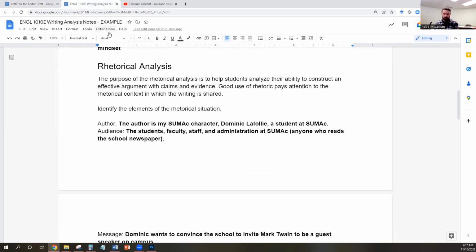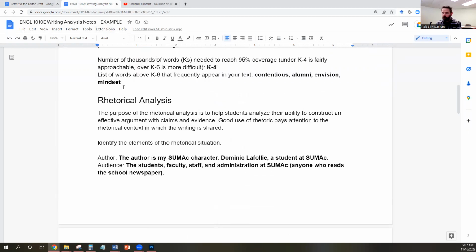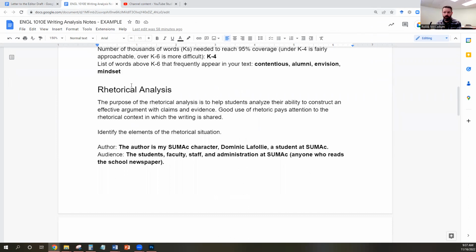So using the template document for our course, there is a section for rhetorical analysis. The purpose there is to help us understand our ability to use effective arguments, claims, and evidence, and to help us understand how well we pay attention to the rhetorical situation in which our writing takes place. So the first part of this rhetorical analysis involves identifying the elements of the rhetorical situation.